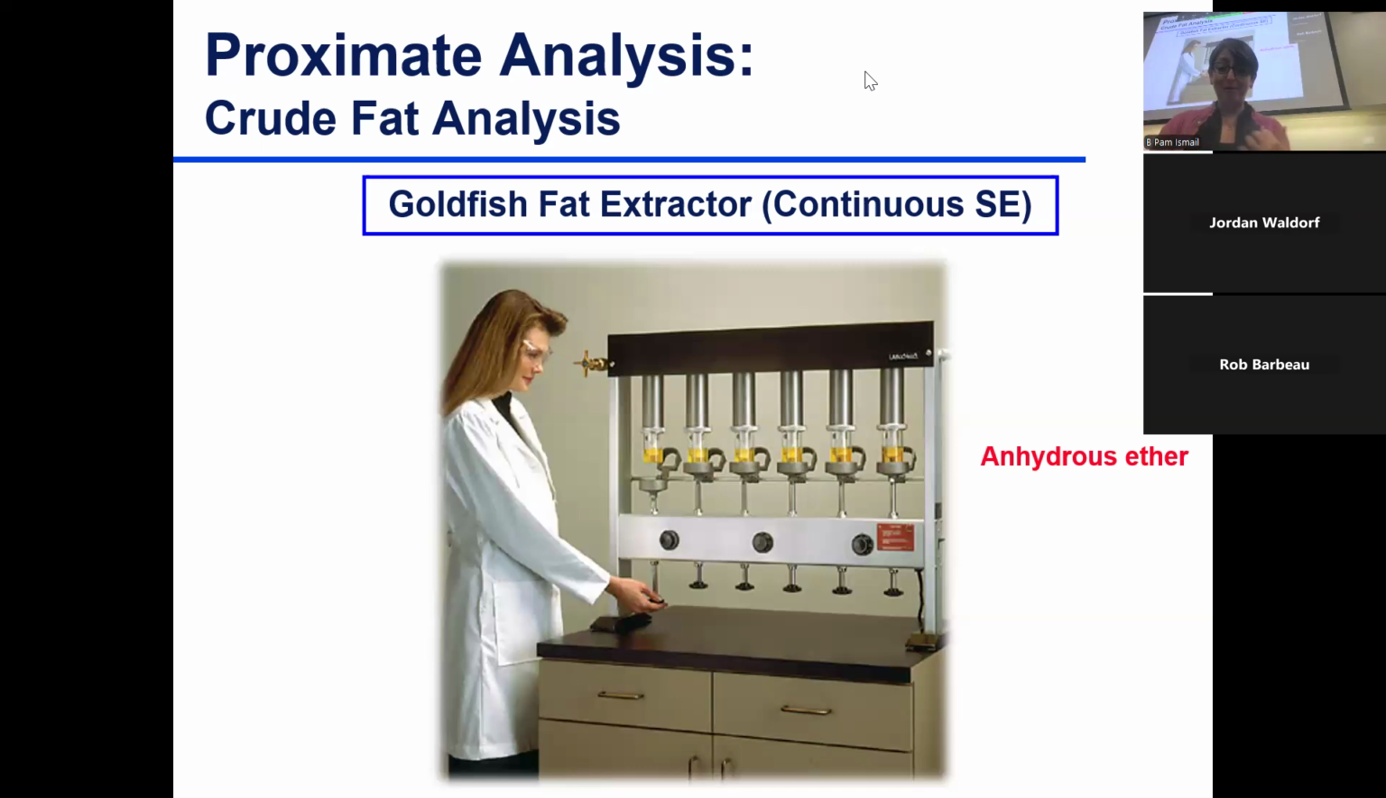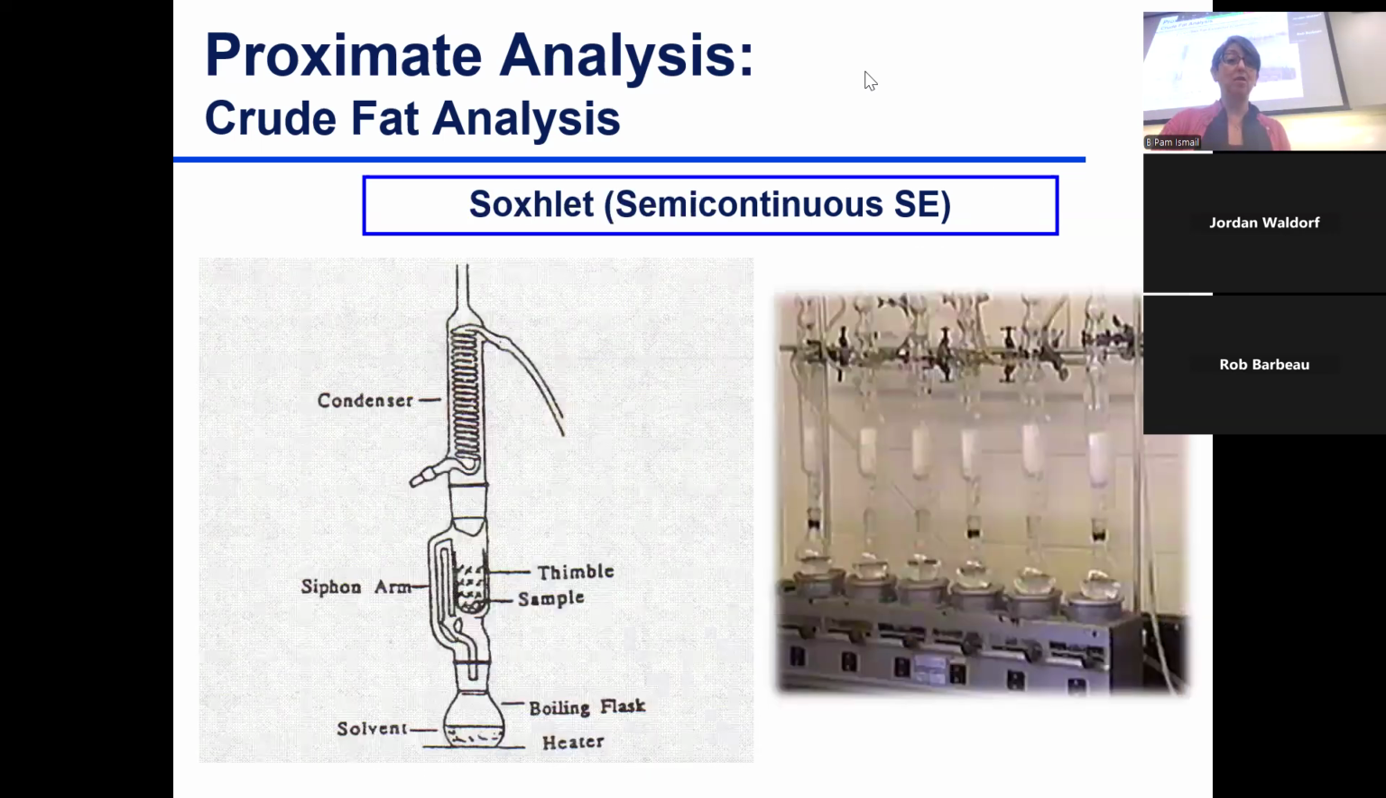So yeah. And then I thought, okay, moving on from goldfish. When I came here, I saw Soxhlet, and I thought, this is safer. Let me tell you another story. The first year that I taught the analysis here, I saw Soxhlet, which I had never worked with before, but it seemed like a safer unit. And I didn't have it under the hood. I had it on the bench, because I didn't know any better.